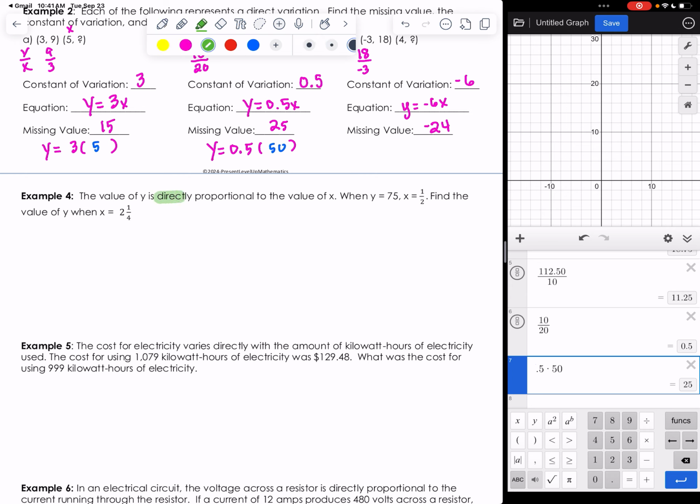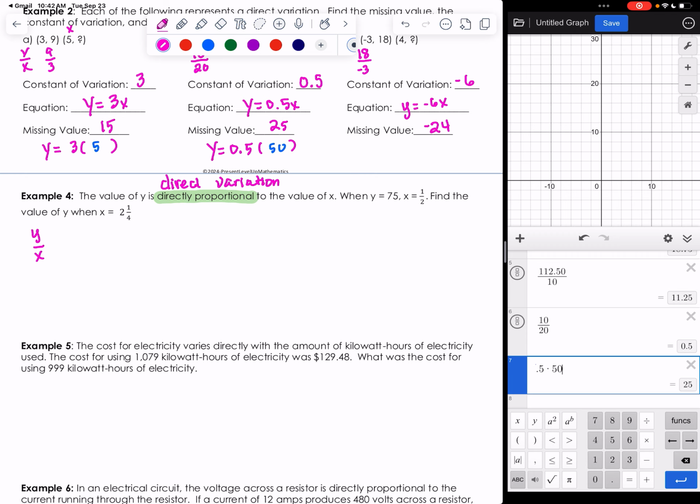So in this problem, it told us that our numbers are directly proportional. That's the same thing as a direct variation. Two different terms for the same thing. And when two numbers are directly proportional to each other, we can use a proportion to solve them, where we compare the values of y and x.